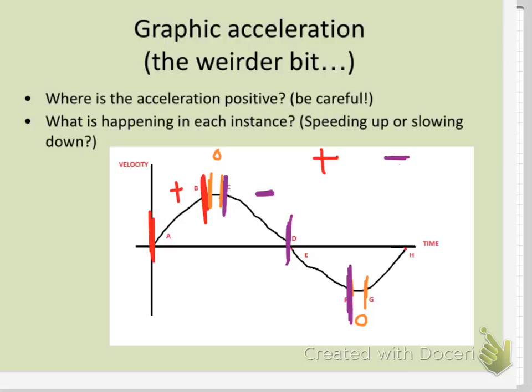Now, okay, everybody can accept that. I can understand that. I got that. Slope of the line positive, acceleration positive, slope of the line negative, acceleration negative. Yay! Let's go to lunch. Oh, I wish. Okay, G to H. That's a no-brainer. Positive slope, positive acceleration, right?